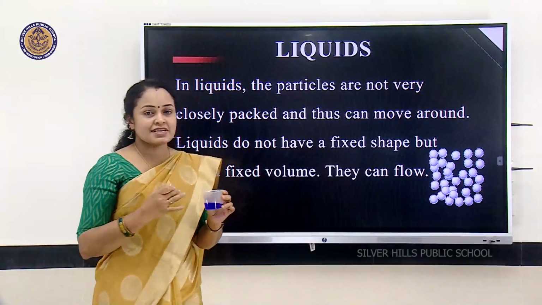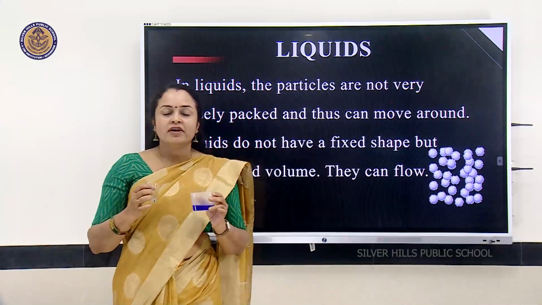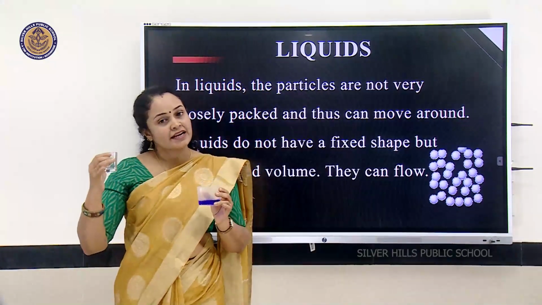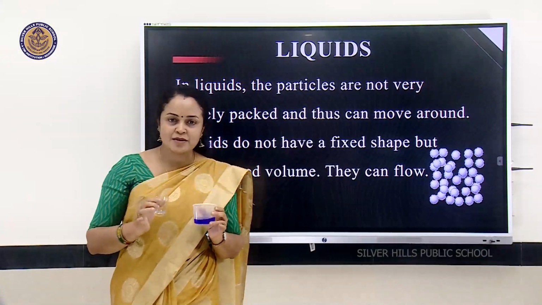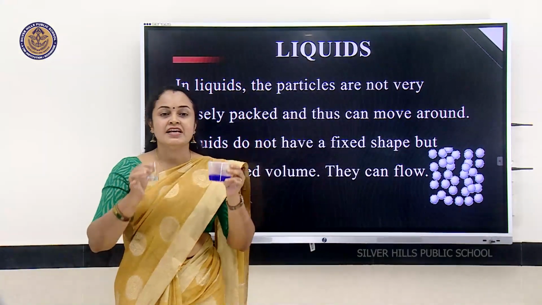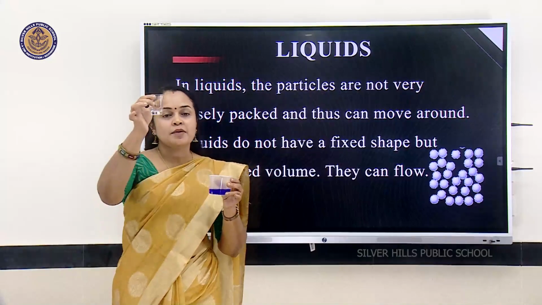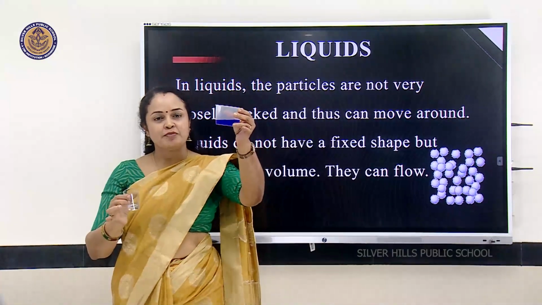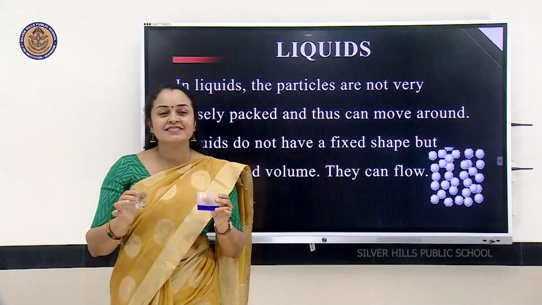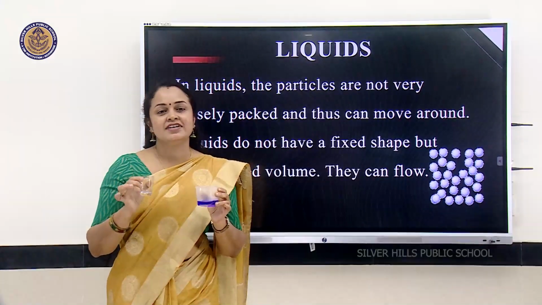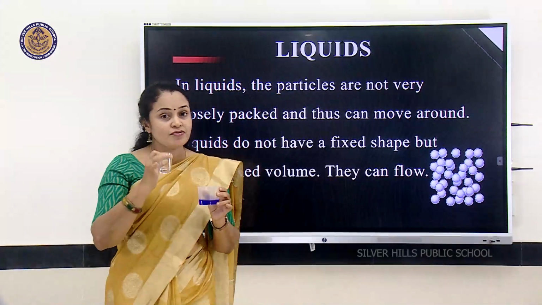As in the previous example, I showed you the ball. When I keep the ball in the bowl or in another vessel also, it has the same shape. But here what is happening? The liquid changed the shape from the shape of the glass to this shape. What did you understand from this? Liquids do not have a definite shape, but they have a fixed volume.